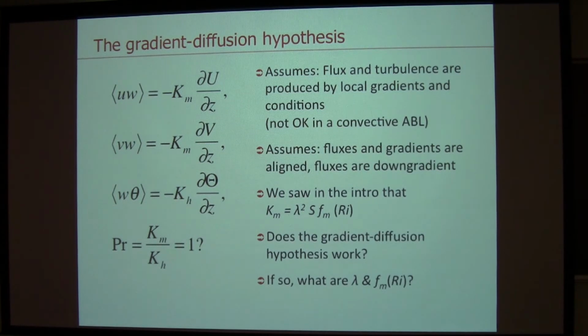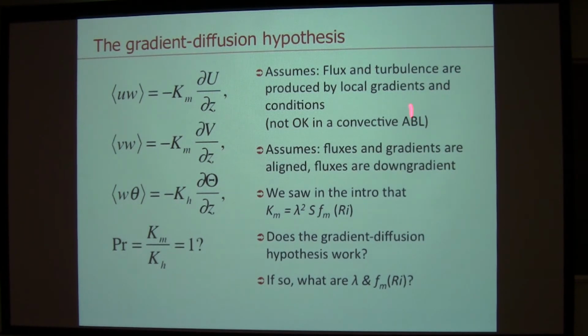So it assumes that the flux and turbulence are produced by local gradients and conditions, which is not the case in a convective boundary layer, but in a stable boundary layer, it might work. It assumes that the fluxes and gradients are aligned in a simple Ekman boundary layer. That means that with the turning, you don't have a parcel with a strong U momentum being transported to a high elevation where the U momentum should not be that large. So basically it says that the fluxes and the gradients, if you think of them as vectors or tensors, should be aligned. In 3D, for momentum they are tensors, for heat they are vectors.